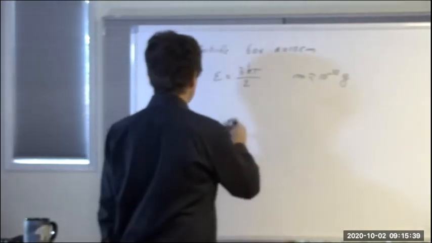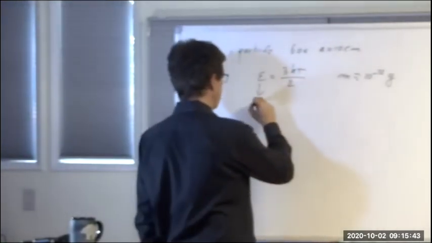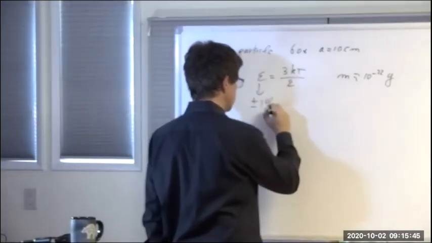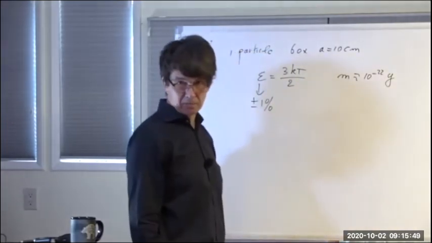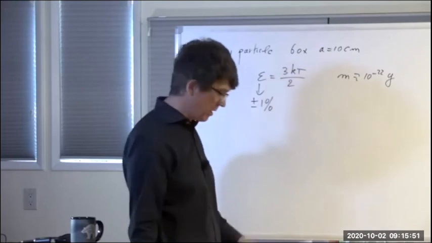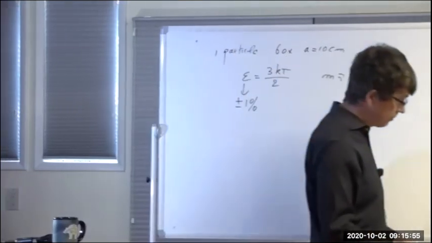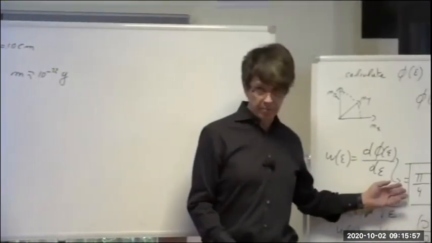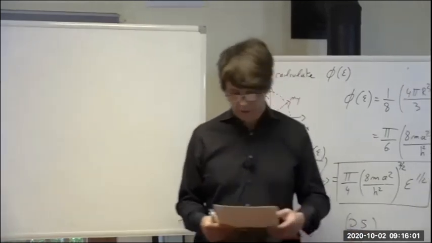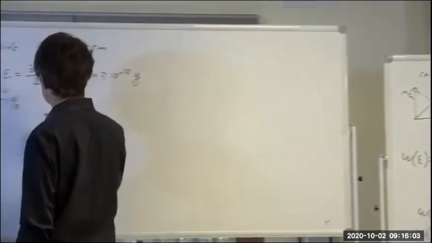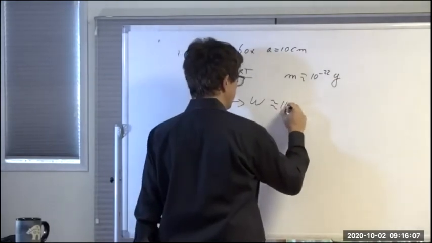And I now want to look at how many states are in a range of plus or minus 1% of this. So this is my average energy. How many states in the range of plus or minus 1% fluctuation? You could actually do that by plugging into this equation. And what you find is that omega is of the order of 10 to the 28.